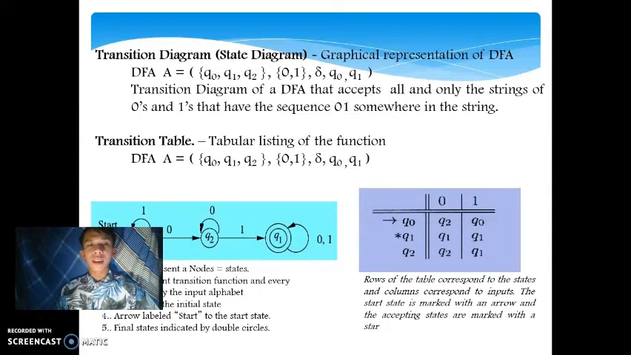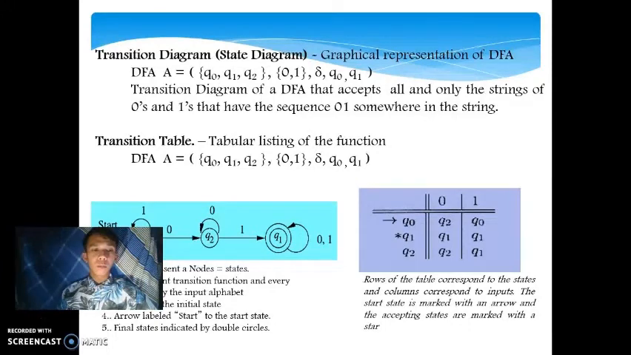To give you a better picture of a DFA, or deterministic finite automaton, we have what we call a transition diagram or state diagram. It is a graphical representation of a DFA. For example, a DFA that accepts all and only the strings of zeros and ones that have the sequence 0, 1 somewhere in the string.